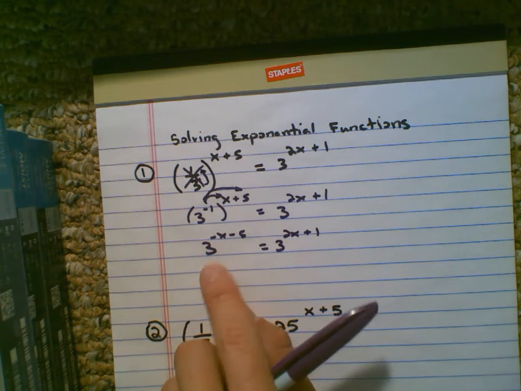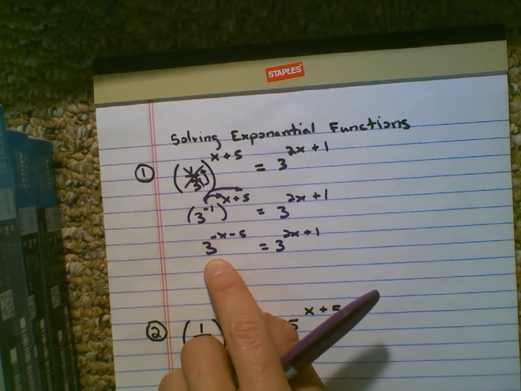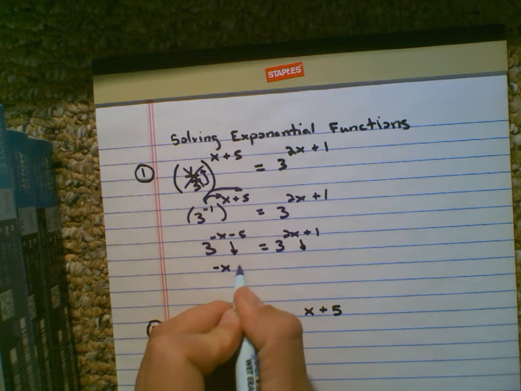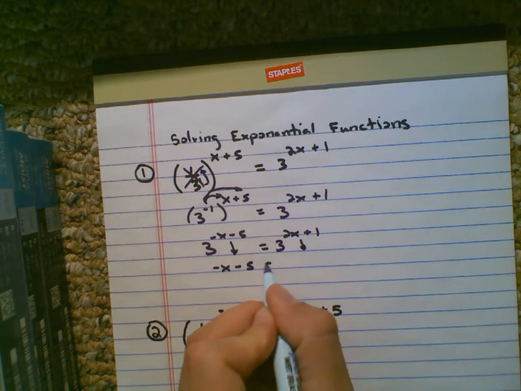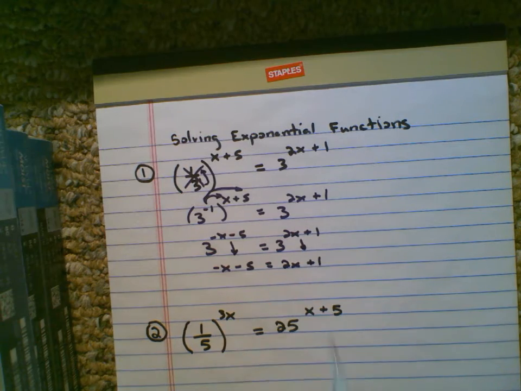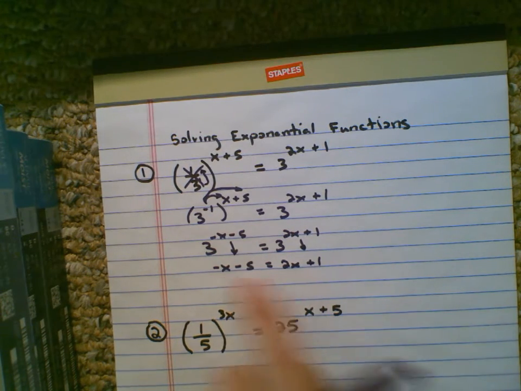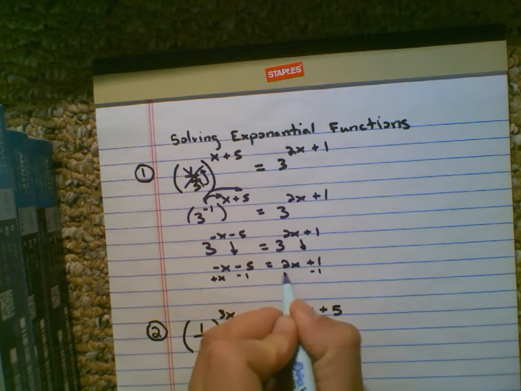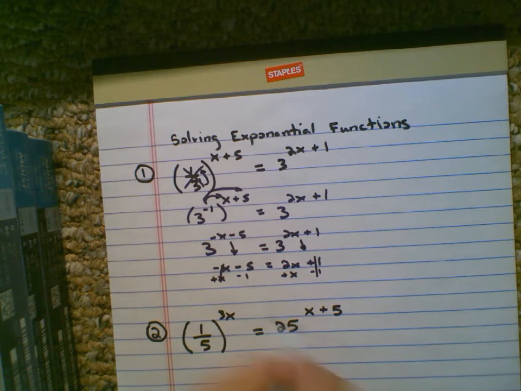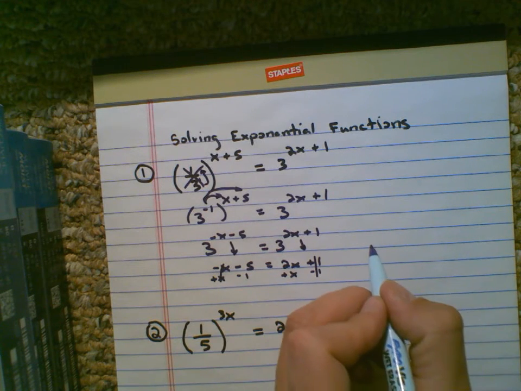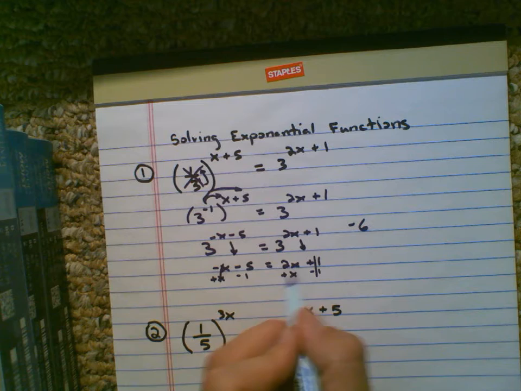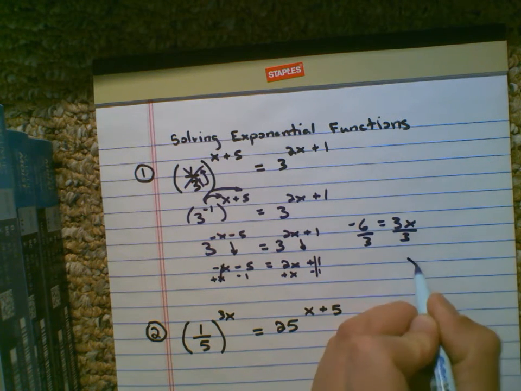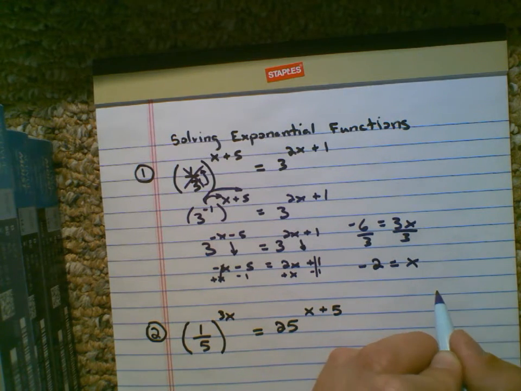Now, once I've rewritten it so that the bases are the same, I can just drop the exponents down and set them equal to one another. So -x minus 5 has to be equal to 2x plus 1. Then I just solve this equation. I'm going to minus 1 and add x. This will cancel, that will cancel. On the left side, I'm going to get -6, and on the right side, I'm going to get positive 3x. Divide by 3, and I'll get x equals -2.